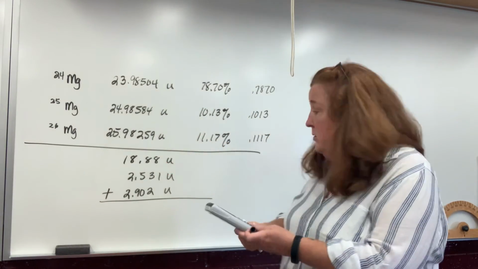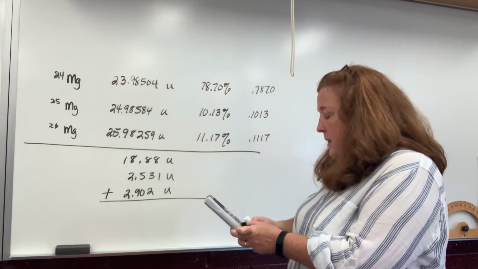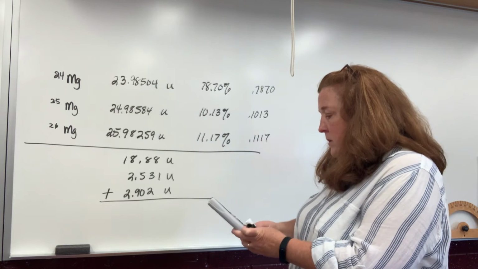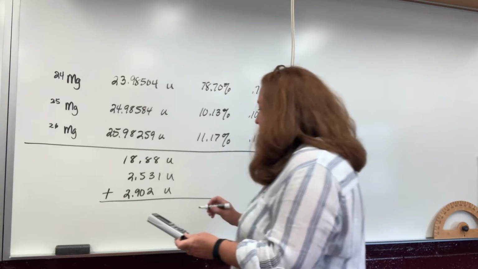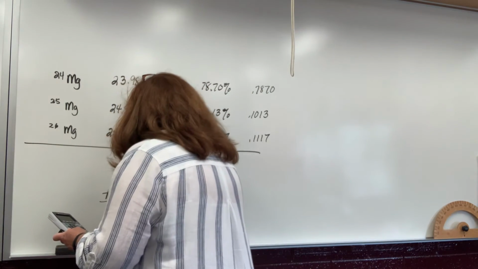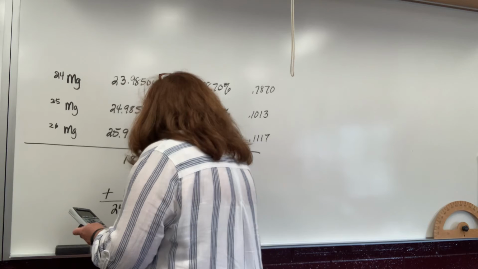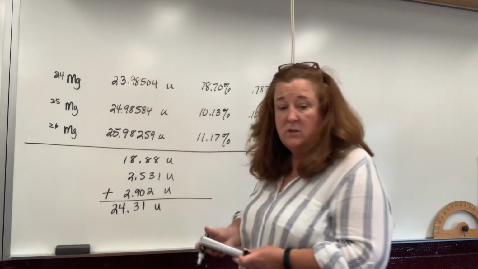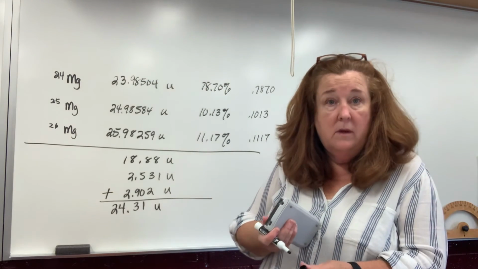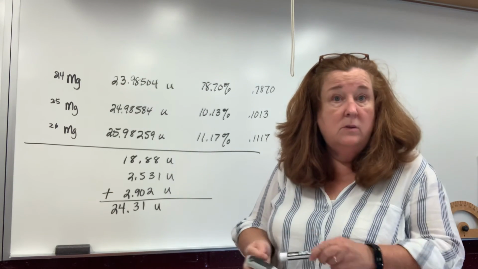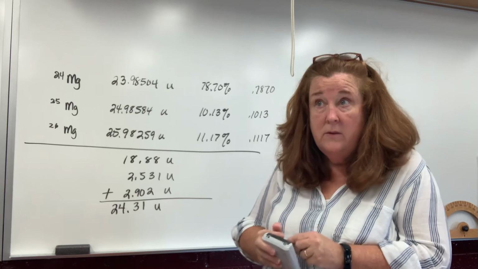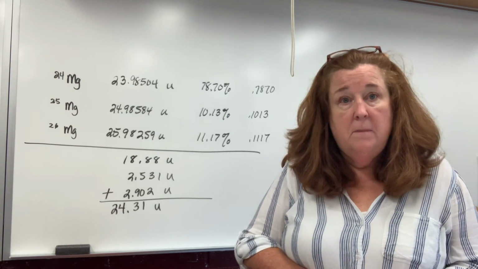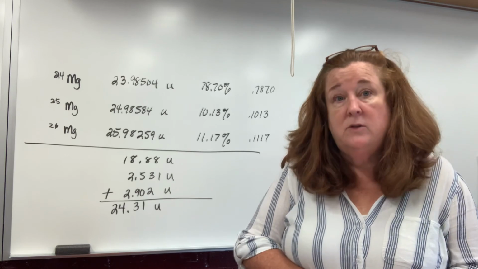It appears more in nature. So when I add these up, 18.88 plus 2.531 plus 2.902, I get 24.31. Probably should leave it like that. And if I check on my periodic chart, that's pretty close to what it says on the periodic chart. So that's how you do the weighted atomic masses. That's how they got all those numbers that are on the periodic chart. It's the naturally occurring isotopes by their abundance, by how much appears in nature of each one.